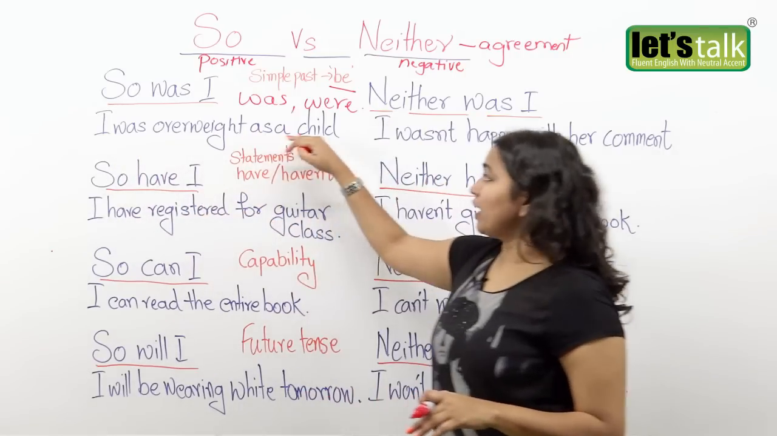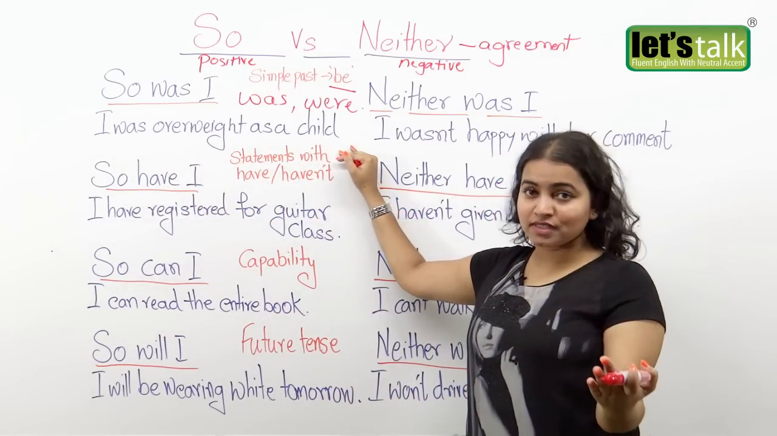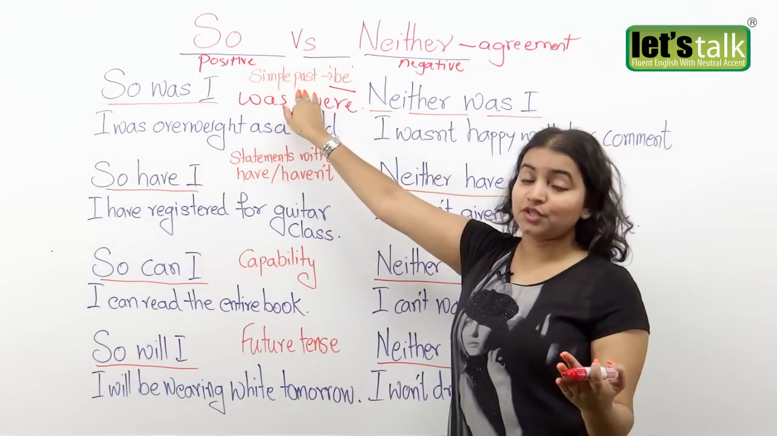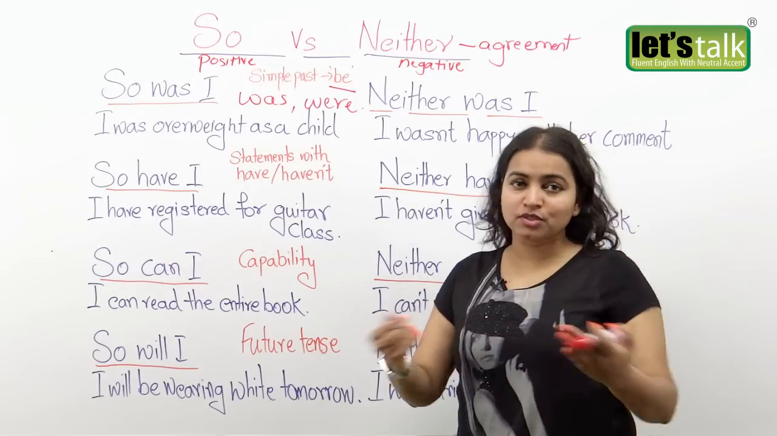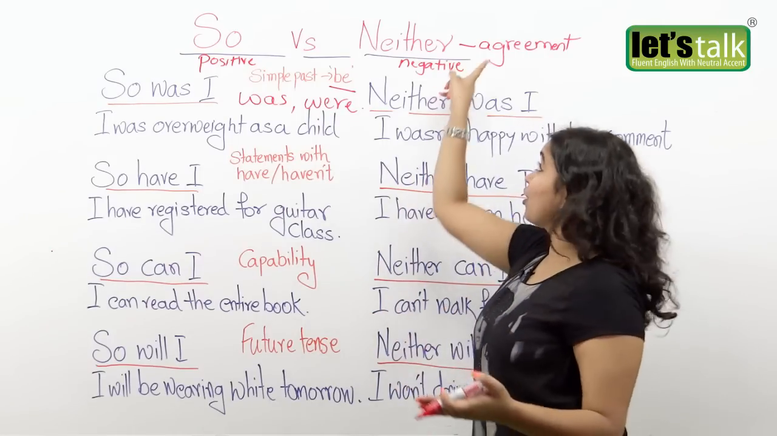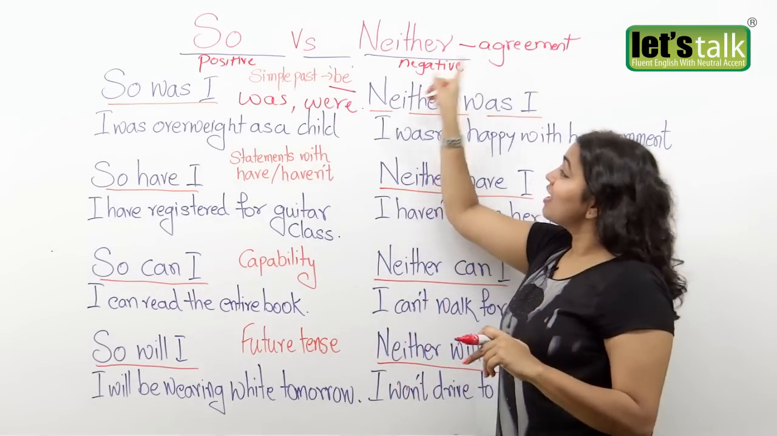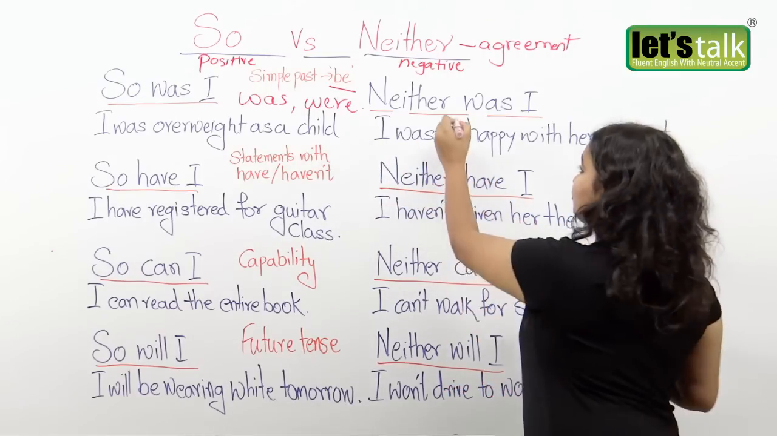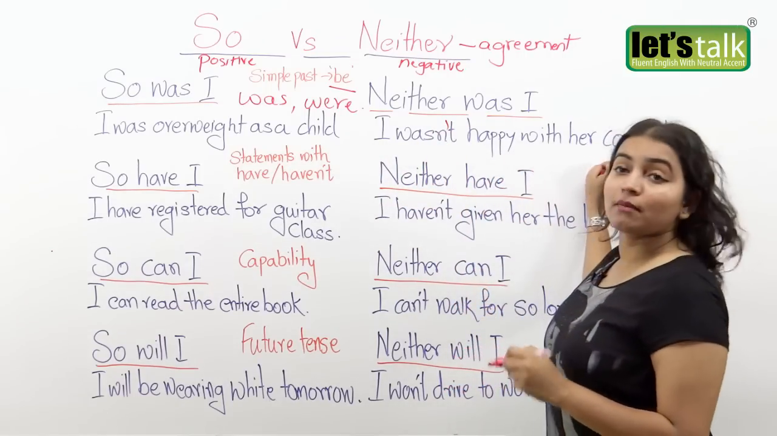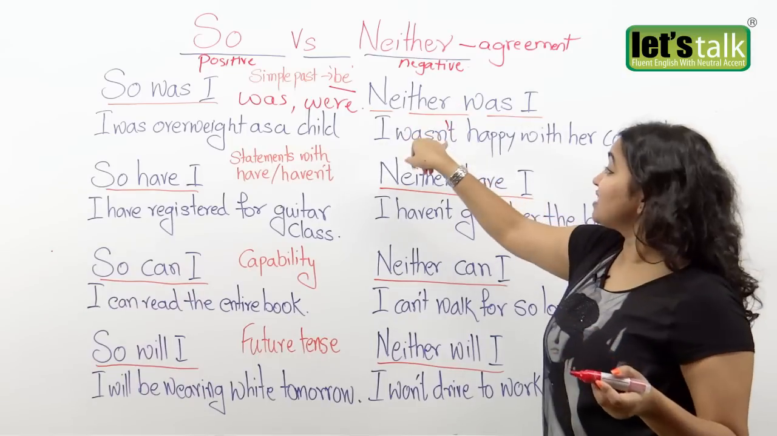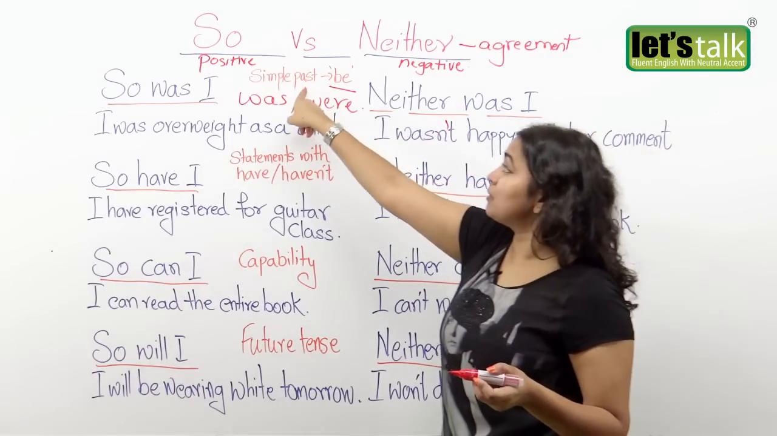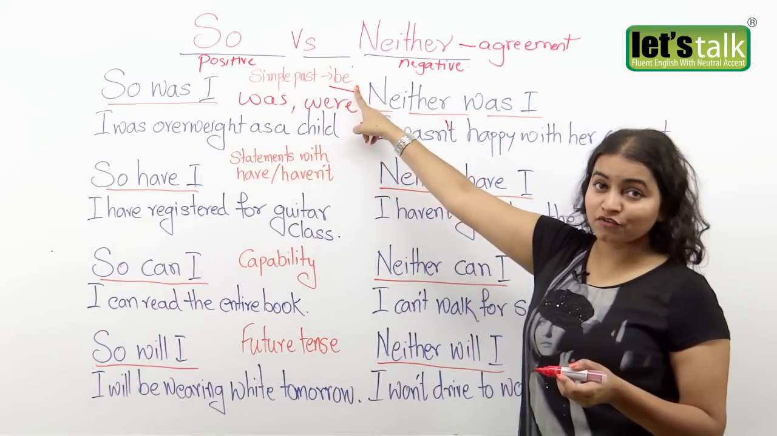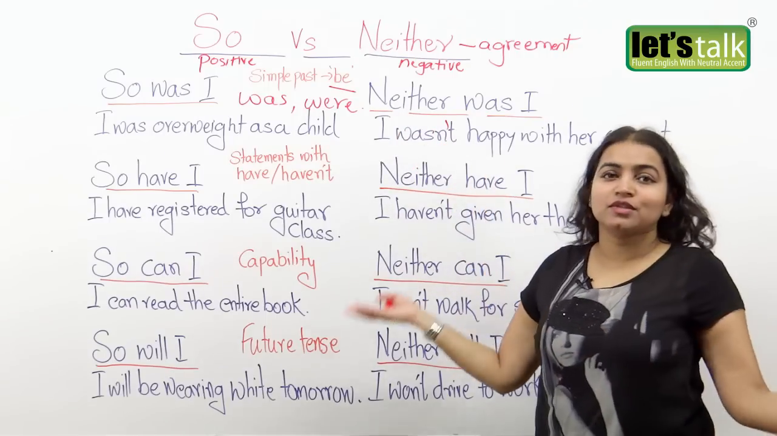I was overweight as a child. A positive statement in the simple past using the be form. So your response will be so was I, if you are agreeing to that, of course. And the negative statement, I wasn't happy with her comment. So that's a negative statement using the simple past and the be form of the verb. So you will say neither was I.